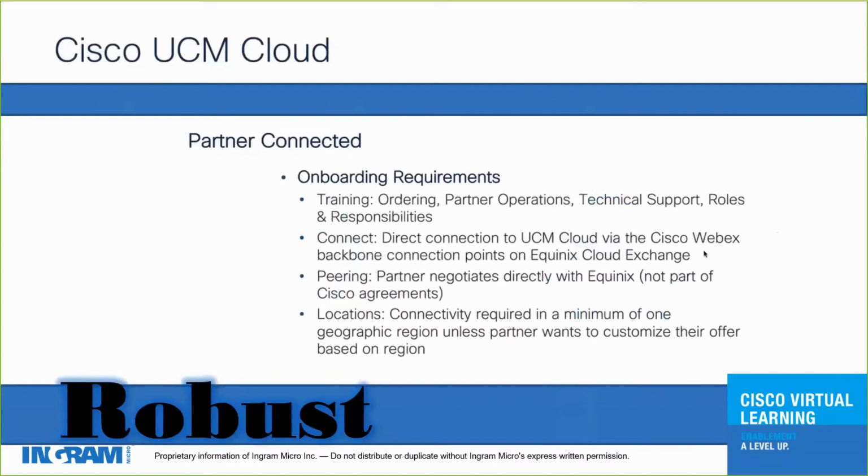So we've kind of gotten into this a little bit, but here's the big thing. The onboarding requirements are going to be a little bit more advanced when it comes to the UCM in the cloud when it's partner connected. So that direct connects back to Cisco, the Equinox Cloud Exchange. Those are all going to be pieces that you're going to need to make sure are in place. Also make sure that the locations you're using are all hitting the geographic locations that Cisco is currently available in, and we'll cover those a little bit later as well.